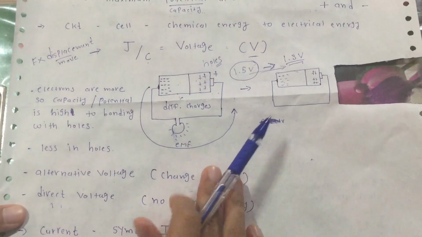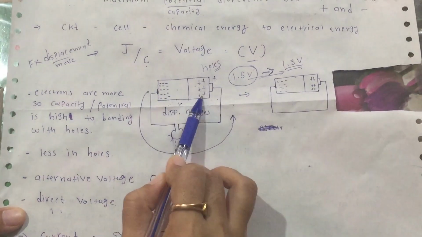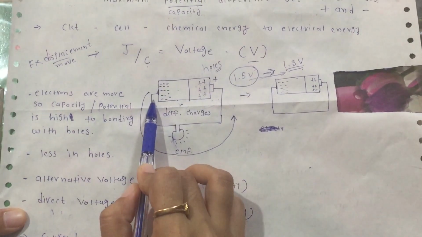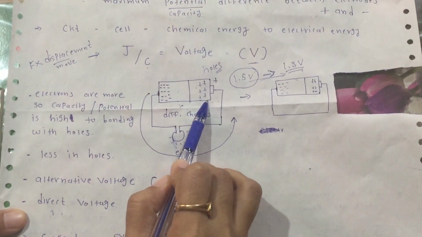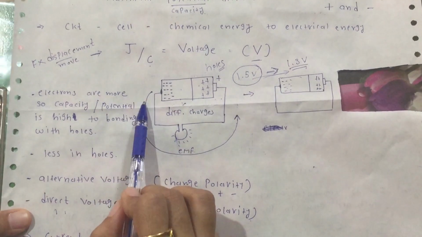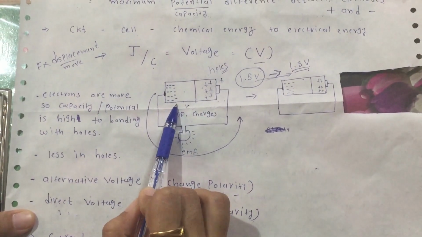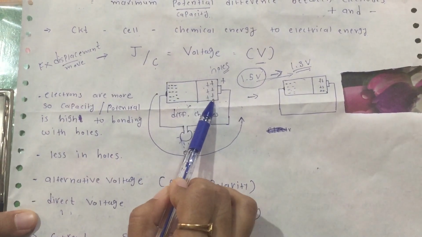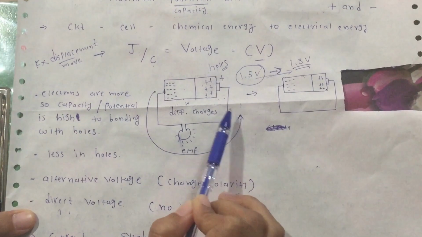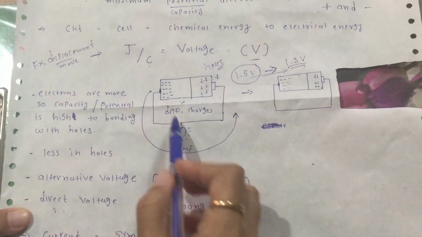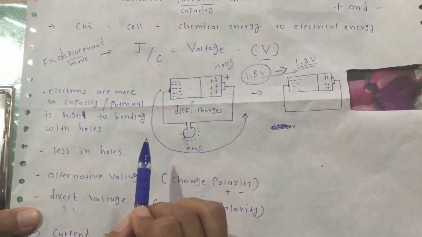For better understanding, let's see. Here are negative charges and here are positive charges. Negative charges are more numerous than positive charges. So electrons are more, and the capacity or potential is higher than the positive charges. So negative charges are going to bond with the holes. So EMF would be applied from negative to positive.